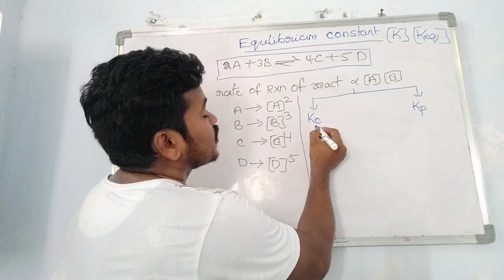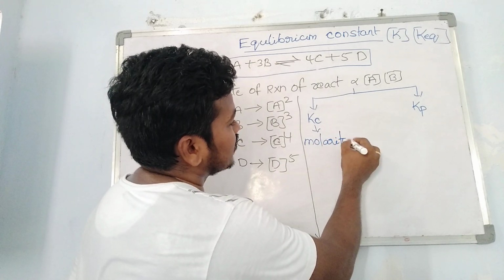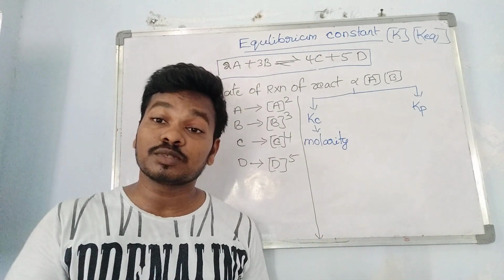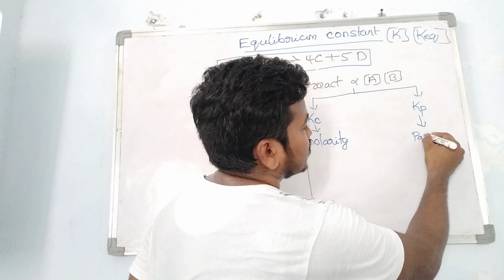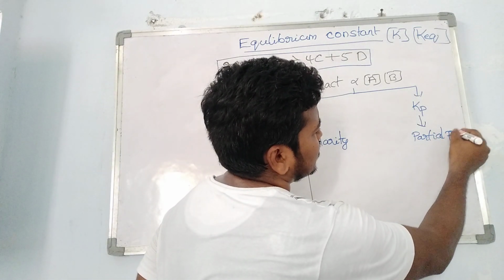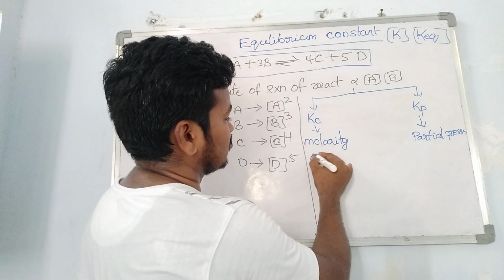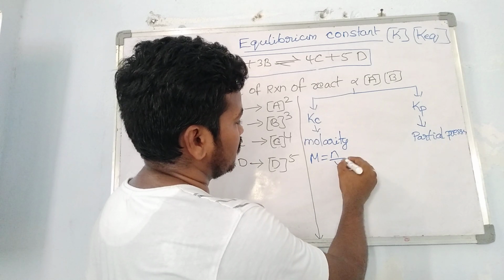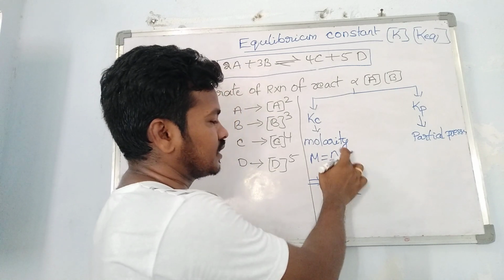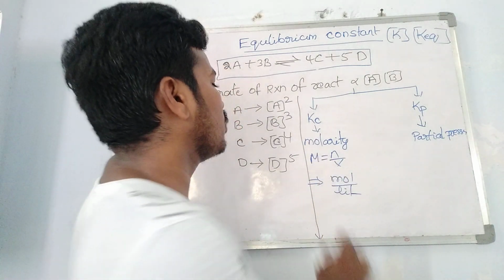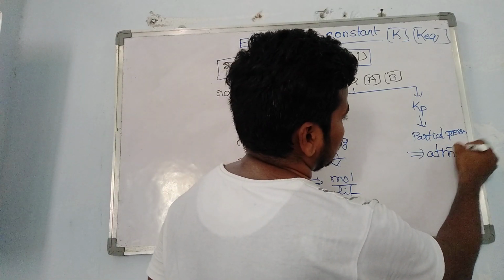If you express the concentration in terms of molarity, that is called Kc. If you express it in terms of partial pressure, that is called Kp. Molarity is M = n/V, that is moles per liter. n is calculated in moles, and V is in liters. For Kp you take the pressure in atmospheres.